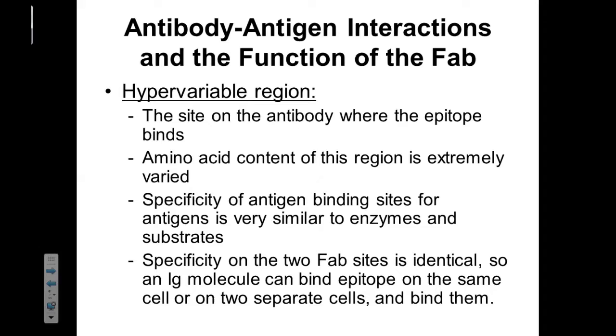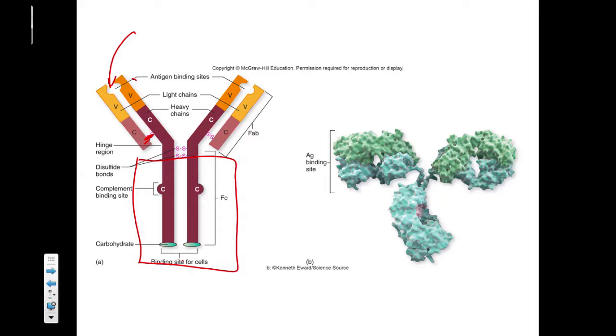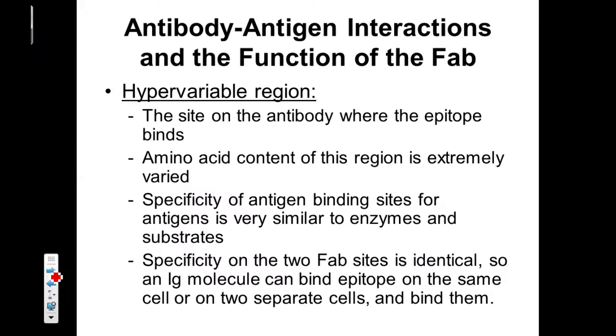We also have a hypervariable region of our antibodies. This hypervariable region is the site on the antibody specifically where the epitope binds. So if we go back a slide here, our hypervariable region is this little chunk right there within the variable region, the specific spot that binds to the antigen. The amino acid content of the hypervariable region, as we would assume, since it's hypervariable, is extremely varied. And that makes sense.